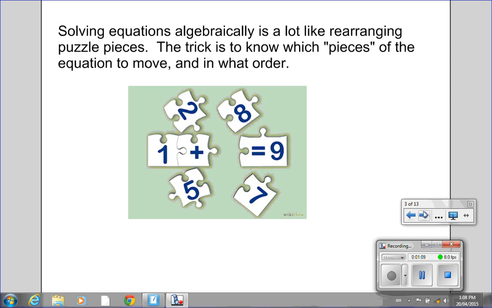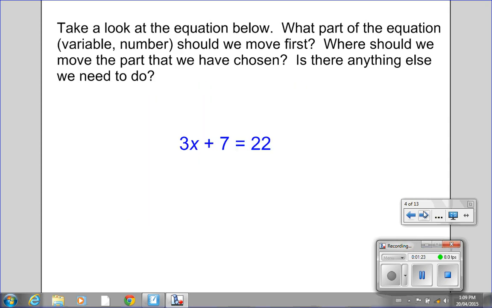Solving equations algebraically is a lot like rearranging puzzle pieces. The trick is to know which pieces of the equation to move and in what order. Take a look at the equation below. 3x plus 7 equals 22. What part of the equation, variable or number, should we move first? Where should we move the part that we have chosen? Is there anything else we need to do?